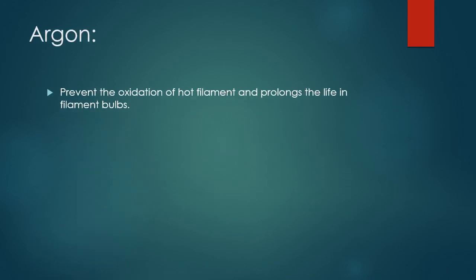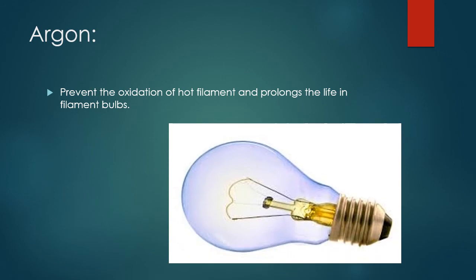Uses of argon. It prevents the oxidation of the hot filament and prolongs the life of filament bulbs. When argon is filled in the filament bulb, it prevents oxidation due to the oxygen present. If oxygen is present, the tungsten may undergo oxidation. To avoid that, the bulb is filled with argon gas.